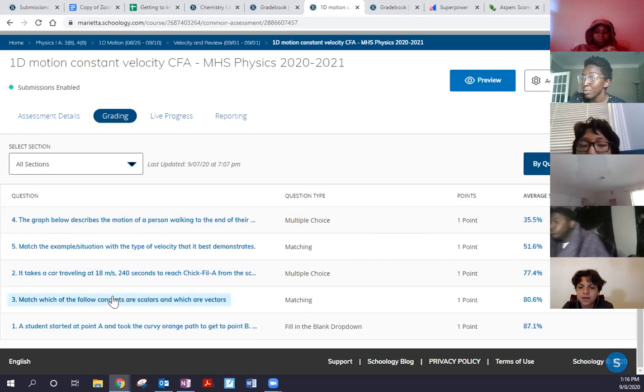Most people did pretty good on the speed question, scalar versus vector. Look, 81%, that's really good. And then distance versus displacement, you did pretty good on that too. 87% of the people got that one right. So that's really, really good.